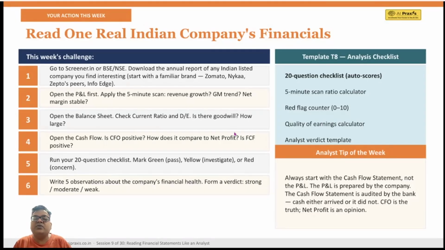The tools that you can use are the 20 question checklist, ratio calculator, red flag counter, and quality of earnings calculator. All these are there. There's a link that I've already given in the previous videos, right? So these tools will help you analyze faster and in a structured way.